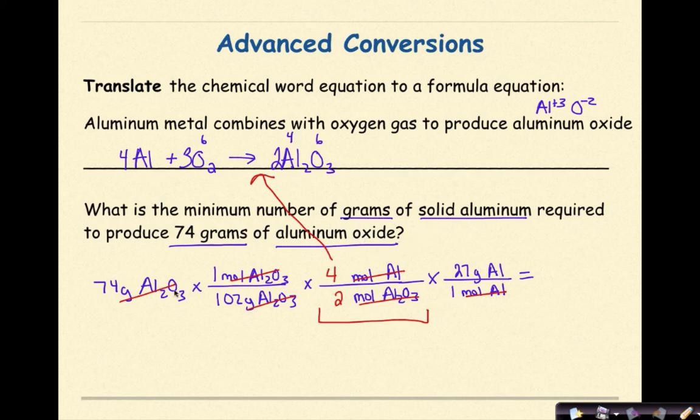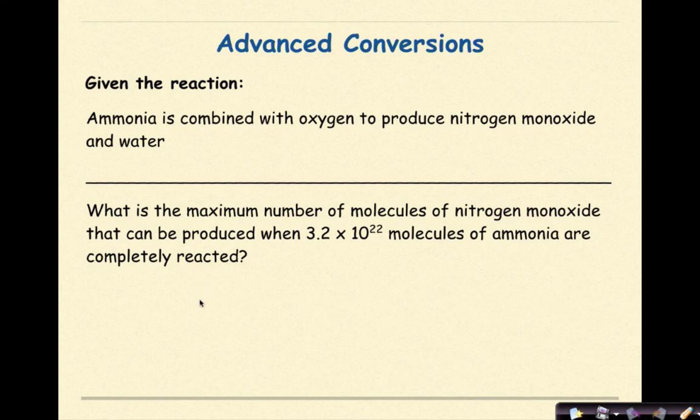So when I do all the math, 74 times 1 times 4 times 27 divided by 102 times 2, my final answer here will be 39 grams of aluminum. This process is not difficult if you take your time and you have a plan of how you're going to do it. So, I cannot stress this enough. Have a plan. Let's do another example.